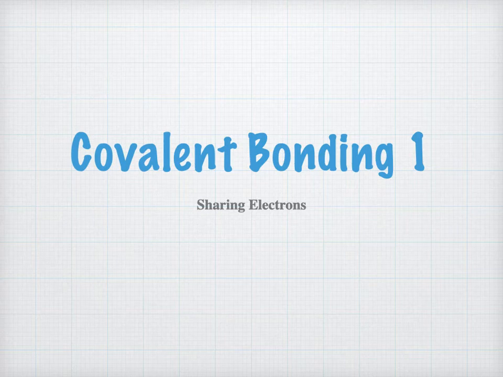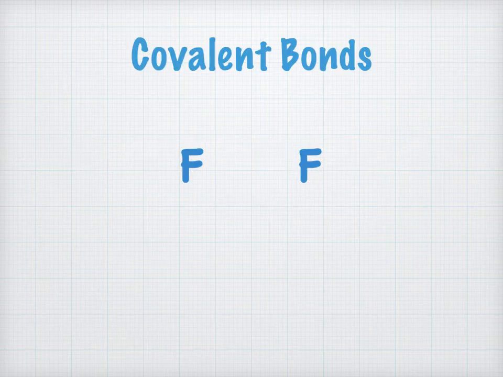Now that we've looked at ionic and metallic bonding, we're going to go to the third type of bonding, which is covalent bonding, where ionic bonding is a transfer of electrons between a metal and a nonmetal. Covalent bonding is the sharing of electrons between two nonmetals.